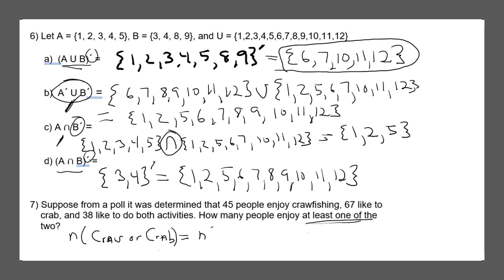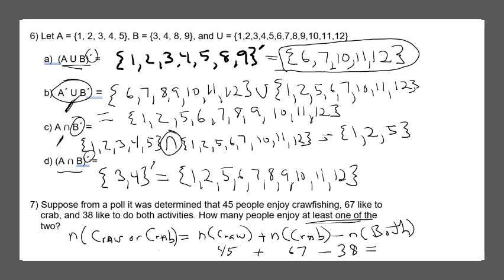is the number that like to crawfish plus the number that like to crab minus the number that like both, right? Well, the number that like to crawfish is 45. The number that like to crab is 67. The number that like to do both is 38. You do the math and you get 74. Okay, so again, a counting problem.